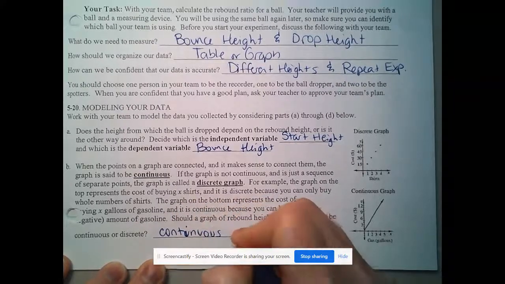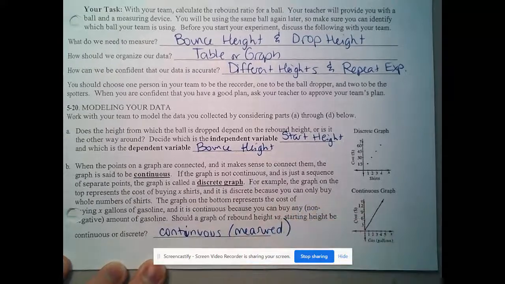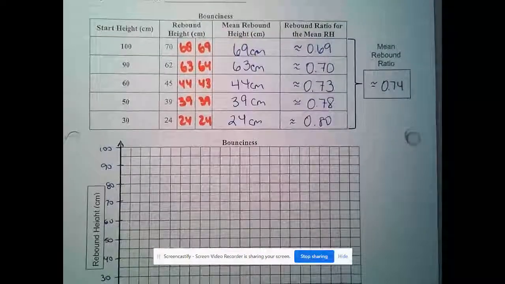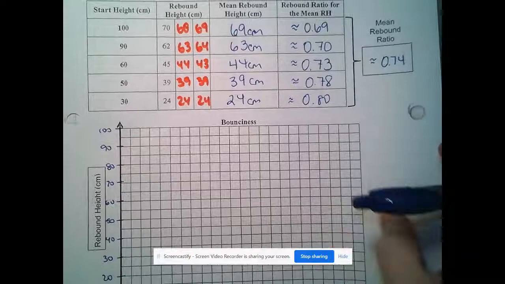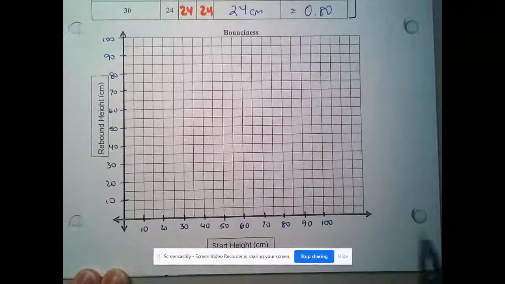I-N-U-O-U-S. Wow, spelling. Because it is measured. All right, so it is continuous. So the example that we're doing, we are going to draw a line. And in this case, it's going to have to be a fitted line because our data does not line up perfectly. So we can talk a little bit about stuff from chapter 4.